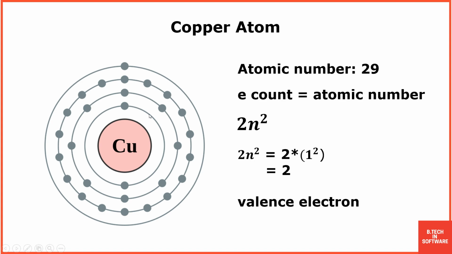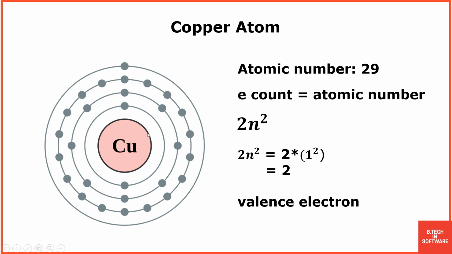So let's find out how many electrons we can have in the first energy level. By using the 2n squared equation, n is 1 because it is the first energy level. 1 squared means 1 times 1. 1 times 1 is 1. Then 1 times 2 is 2. The maximum number of electrons that the first energy level can have is 2. Likewise, we can calculate for all the elements.